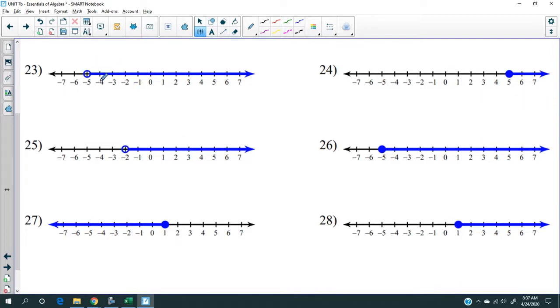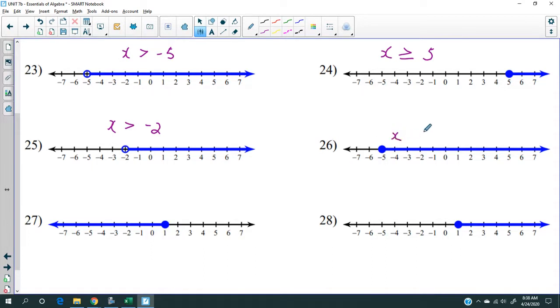Okay, all right, so here we go. X, -5. Arrow goes to the right. Open circle. No line. Okay, so it's 24. Let's see, the number is 5. Arrow goes to the right. Filled it. Line underneath. Okay. 25. -2. Arrow goes to the right. Open circle. No line underneath.